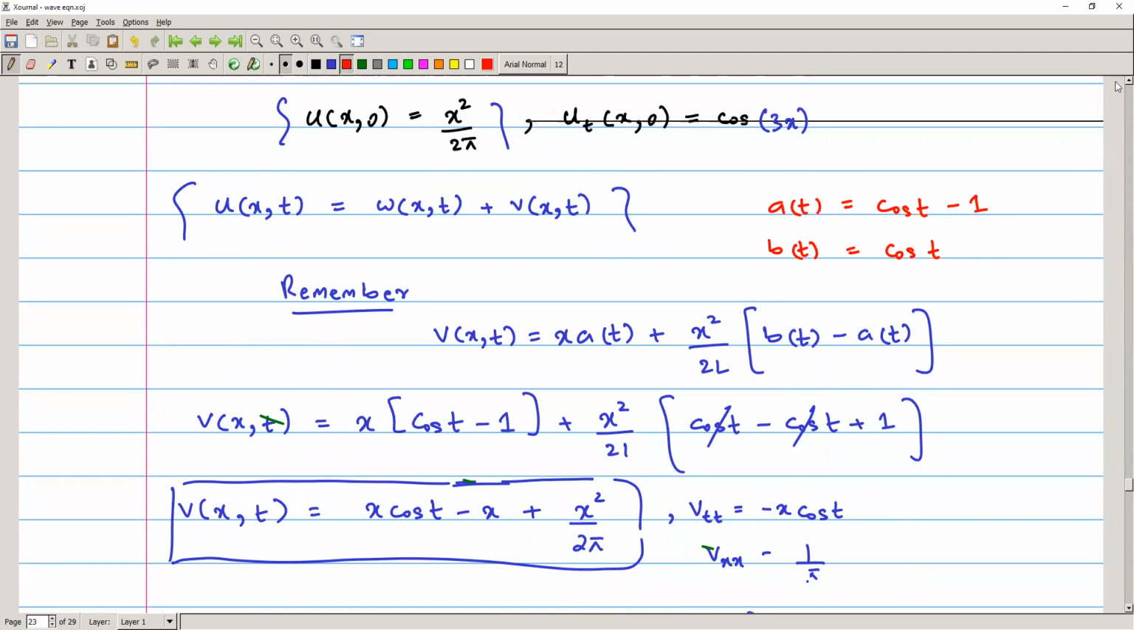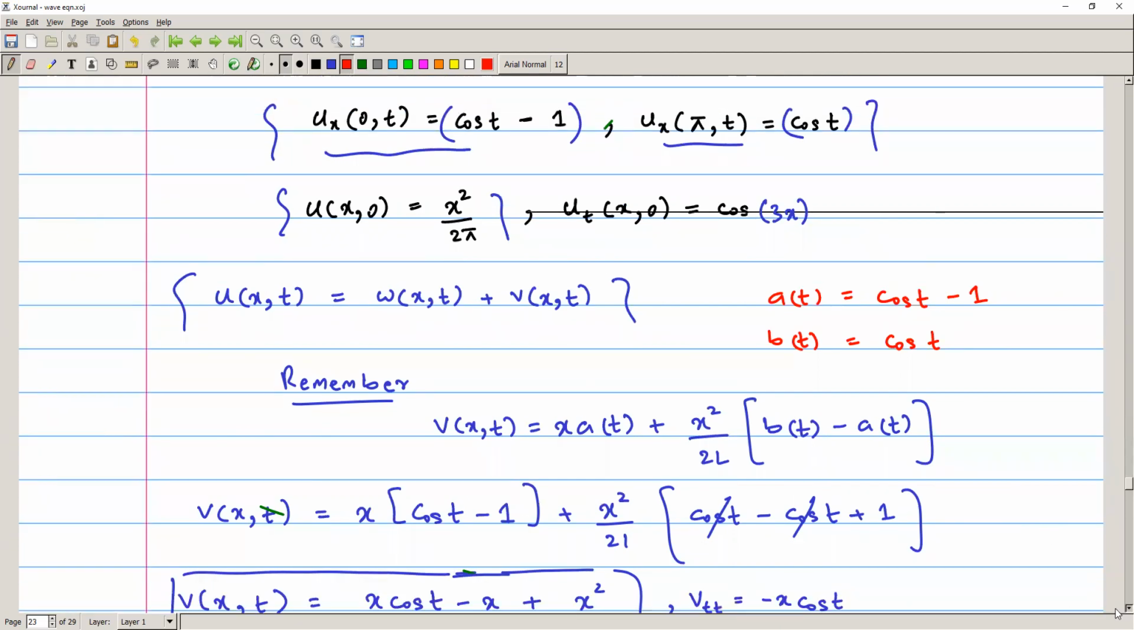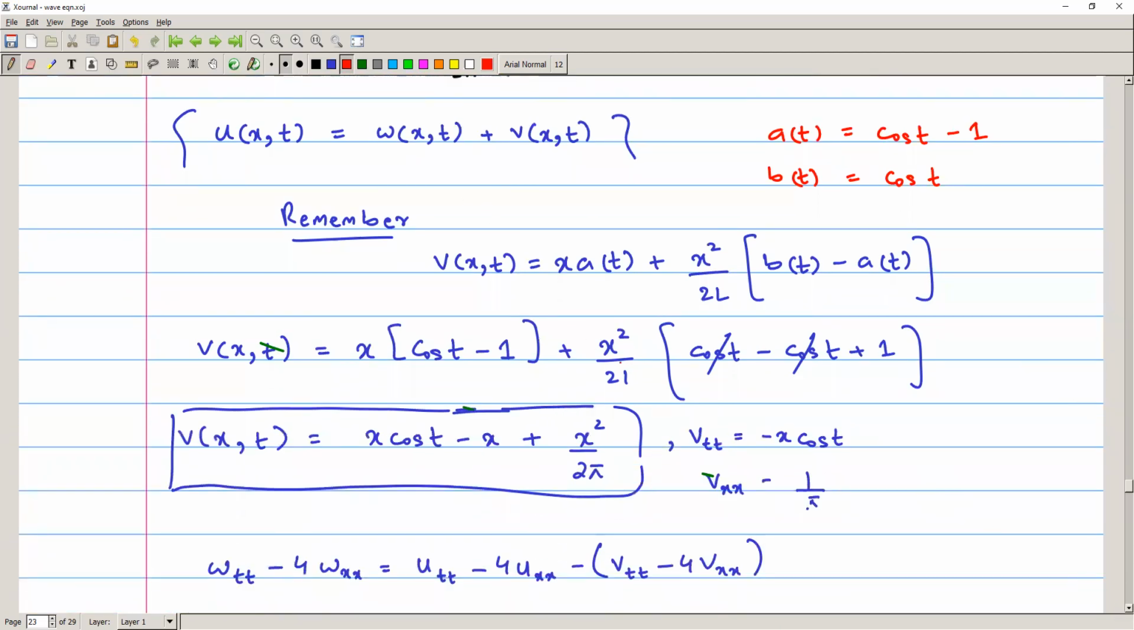In this case, L is equal to pi. Therefore, here it will be 2 pi. All right, so x squared over 2 pi times (cosine t minus cosine t plus 1). So the cosine cancels, and now we are left with this equation, that is v(x,t) equals x cosine t minus x plus x squared over 2 pi.